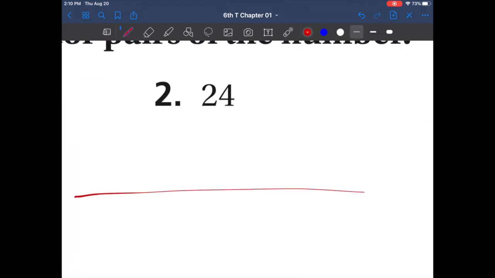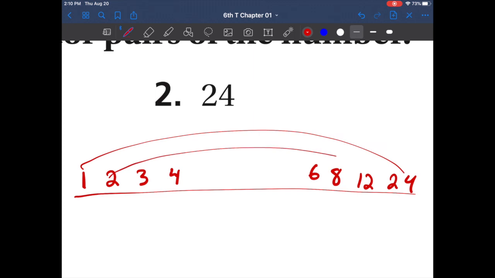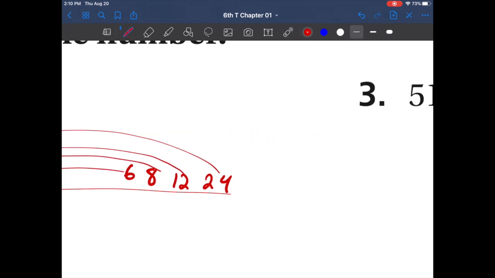24. So again, I'm going to draw this on a straight line. I have 1 and 24. What other number goes into 24? 2. 2 times what? 12. 3. Does 3? Yes. 3 times 8. And then 4 times what? 6. Okay. So there we go. We just found all of our factor pairs. All right, let's do one more example.